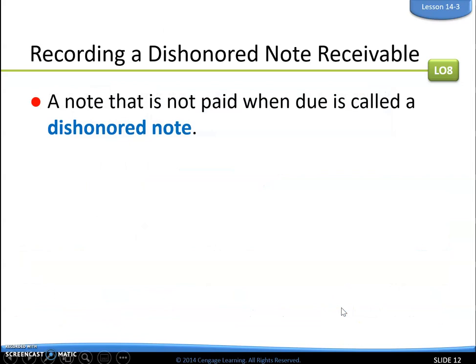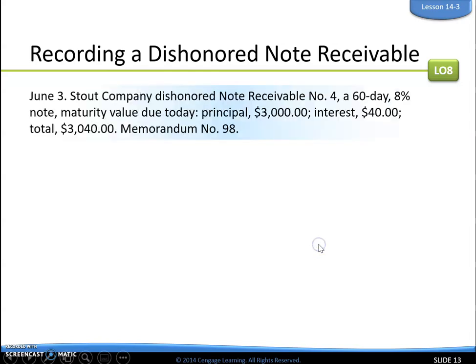Now, a note that is not paid when it is due is called a dishonored note. And so just like uncollectible accounts, we have to realize that there are going to be times that we're going to have a dishonored note that people aren't going to pay. So on June 3rd, Stout Company dishonored note receivable number 4, a 60-day 8% note, maturity value due today, principal 3,000, interest 40, for a total of 3,040, memorandum number 98.